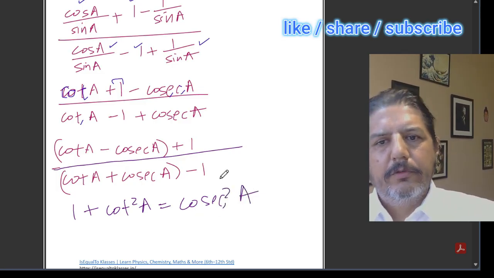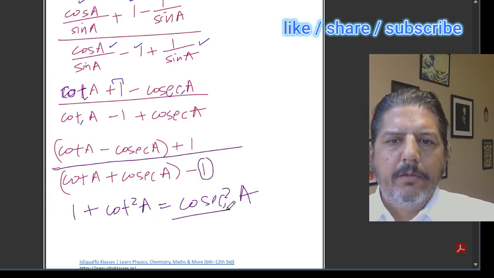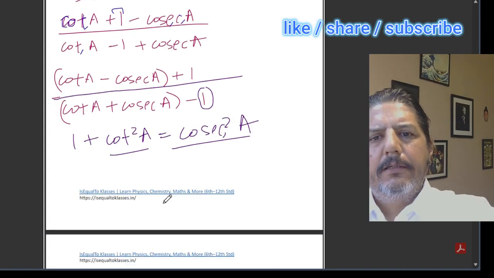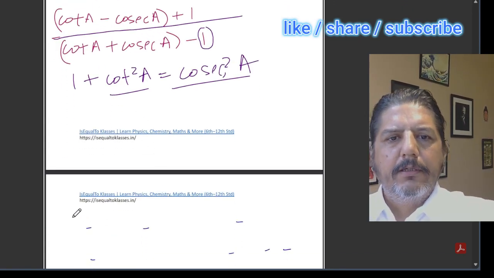So what I'll do is I'll replace this minus 1, this 1 by cosec²A minus cot²A. And why do I do that? You'll just understand in a while. So the numerator remains same.